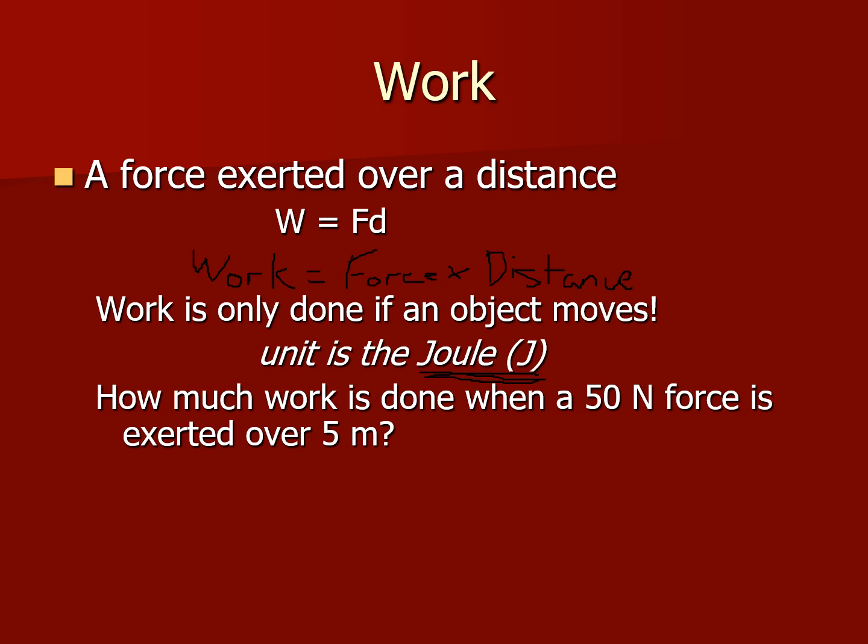So, okay, simple equation. Work equals force times distance. Work is done if the object moves. So how much work is done when a 50 Newton force is exerted over 5 meters? Okay, let's do this. We're looking for work. We have a force. We have a distance. We multiply it out. So we could say that work equals 50 times 5, or 250 joules. Simple.